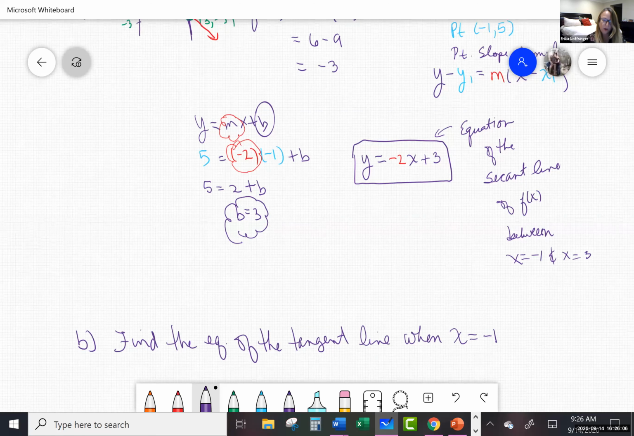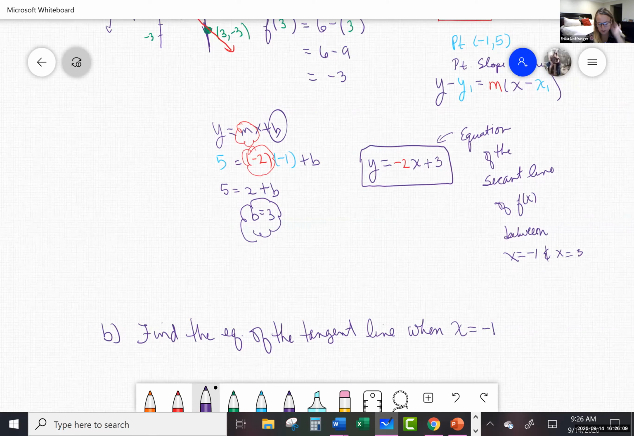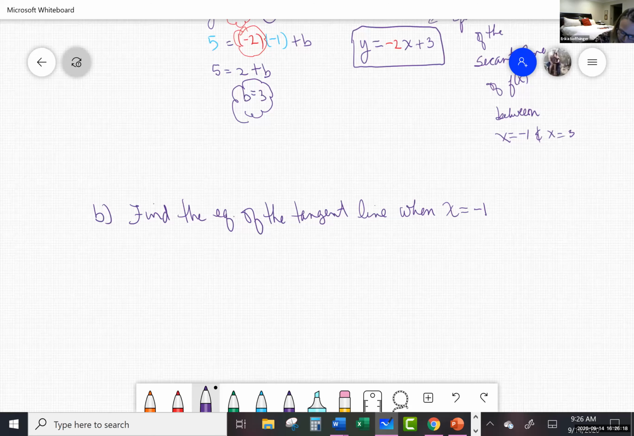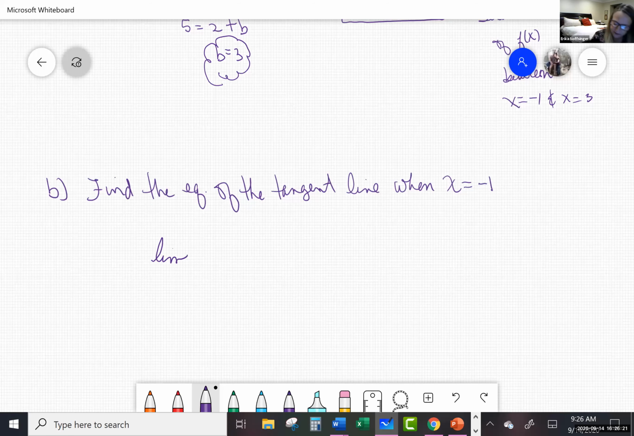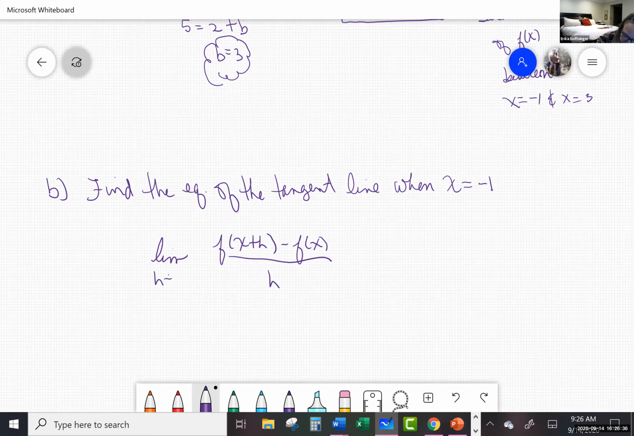Okay, so we again have a point, but we need the slope. And so the slope, we want to find that instantaneous rate of change, or what is happening when x is -1 there. And so we have to look at the limit. So there's a couple ways we can do this. We can go in and look at f of x plus h minus f of x, all over h, as h goes to 0. This would give us the derivative of f of x. But we really want to find f prime of -1.